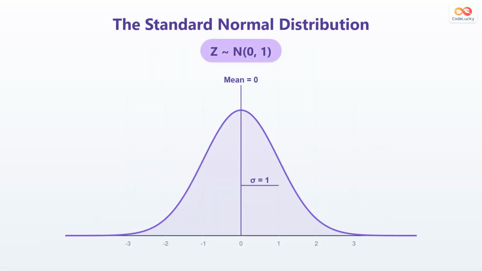After shifting and scaling, we get the standard normal distribution. We denote this as Z follows N(0,1). It always has a mean of 0 and a standard deviation of 1. This is the universal curve used in statistics tables.